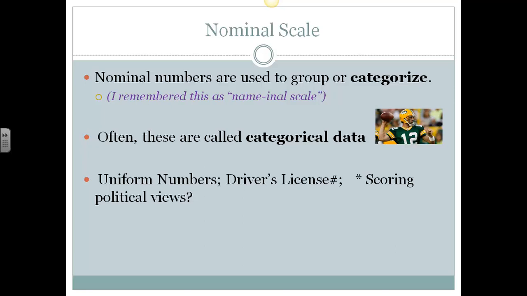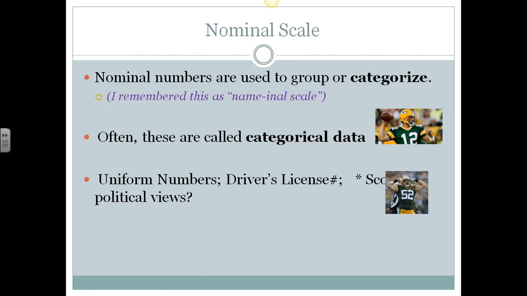Your driver's license number, your social security number, numbers really are just identifying a position or a place or a thing. We could also score political views on a survey. So on a survey, you might have the opportunity to have strongly agree, neutral, disagree, or strongly disagree. And when we do an analysis, we might apply a number to each one of those categories so we can represent it in a chart.